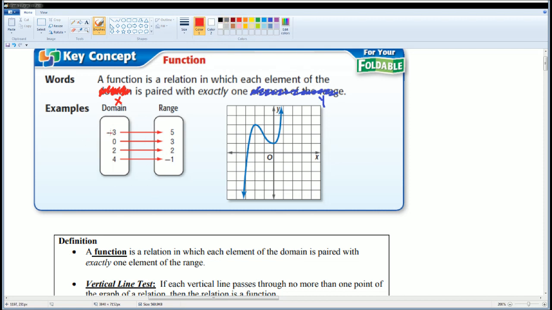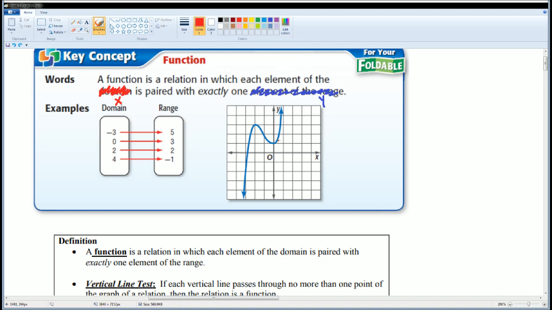This is a function because -3 goes to 5, 0 goes to 3, 2 goes to 2, 4 goes to -1, perfectly. But let's say it's -3 and there's another arrow to this. Okay, this becomes not a function because -3 goes to 5 and -3 goes to the y of 3 as well. This wouldn't work. Okay, that's what not a function looks like.